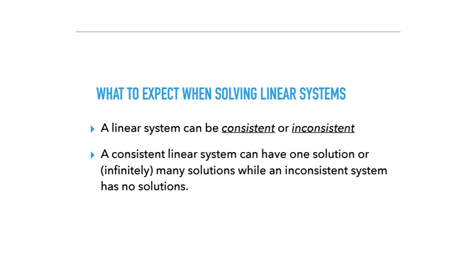Now that we have a good visual of what it means to solve systems of equations in 2 dimensions, we're ready to go into higher dimensions. But first, we should talk about what to expect when solving linear systems. A linear system can be consistent or inconsistent. A consistent linear system has one solution or infinitely many, while inconsistent systems have no solutions. Notice that linear systems cannot have 2 solutions or 7 solutions. It's either 1 or infinite, while they could also potentially have no solutions.